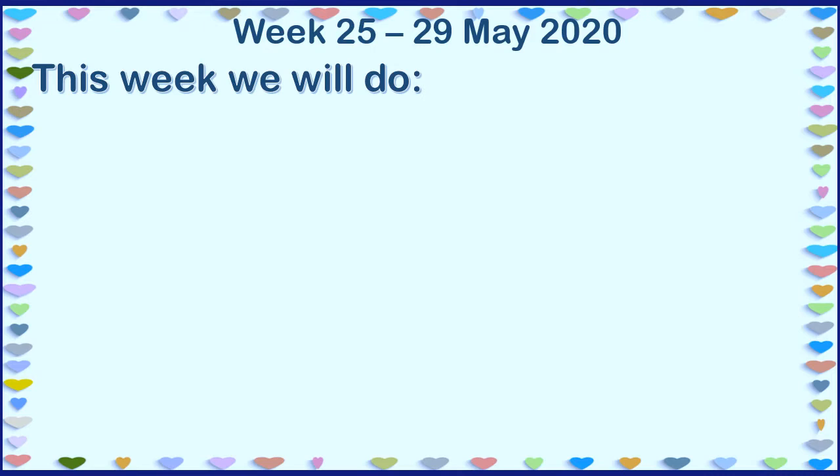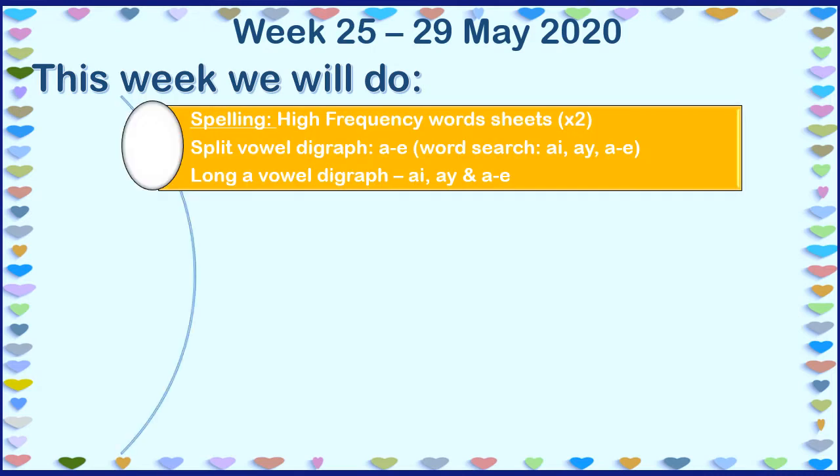Okay, let's have a look what we'll be doing this week. Our spelling this week will be the high frequency word sheets. We'll do 2 of those. Then we'll do the split vowel digraph A, E. And you will also be doing the long A vowel digraphs all put together, the AI, AY, and then the AE, where you're going to create your own word search.